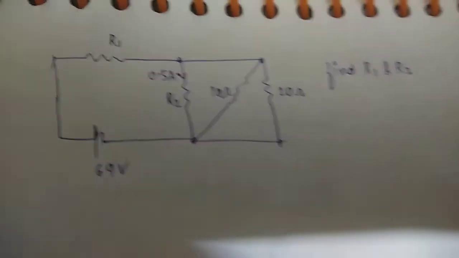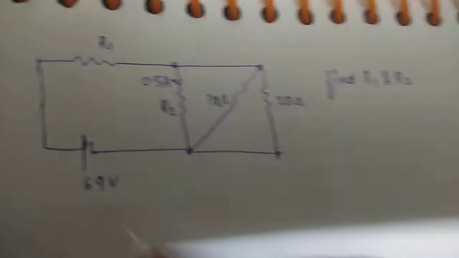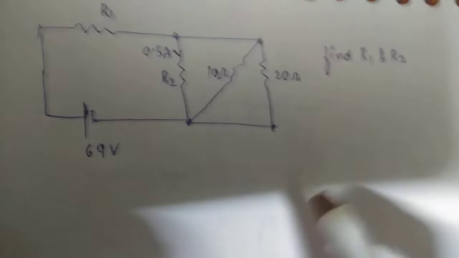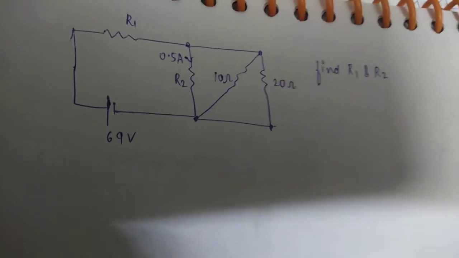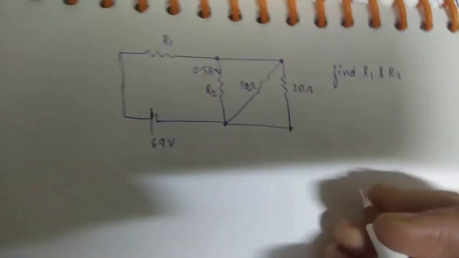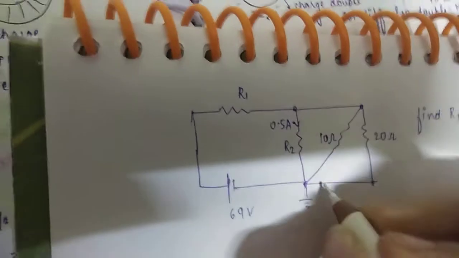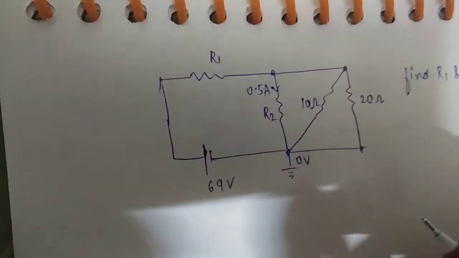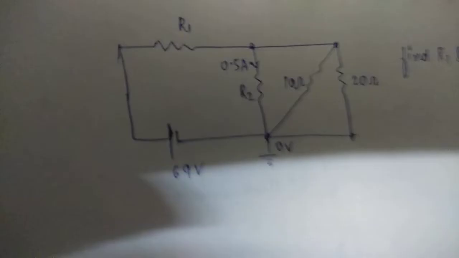In this question we are asked to find R1 and R2. Okay, so let us see how to find this. So we have to assume 0 volt on a point. It means let this be the point, so it will be 0 volt. Now we have to see the difference of the voltage in the same.